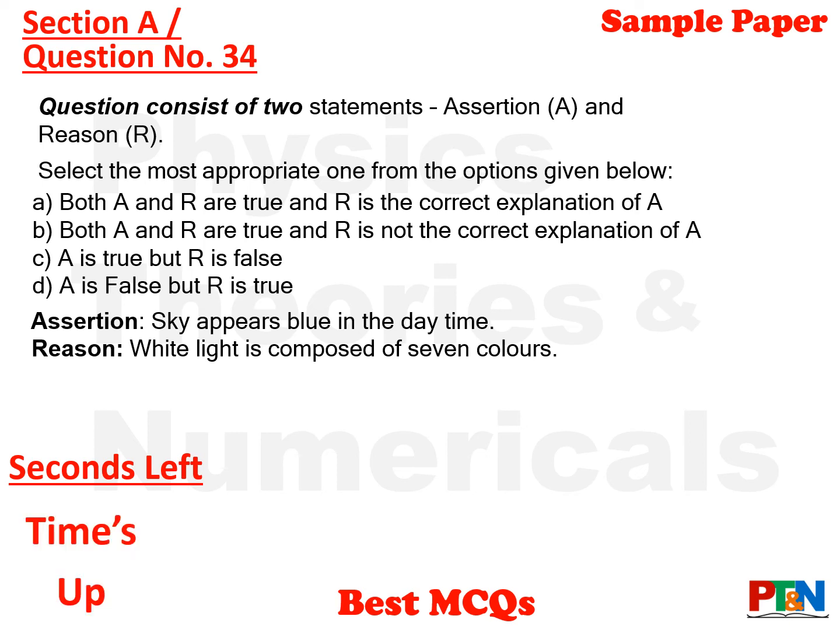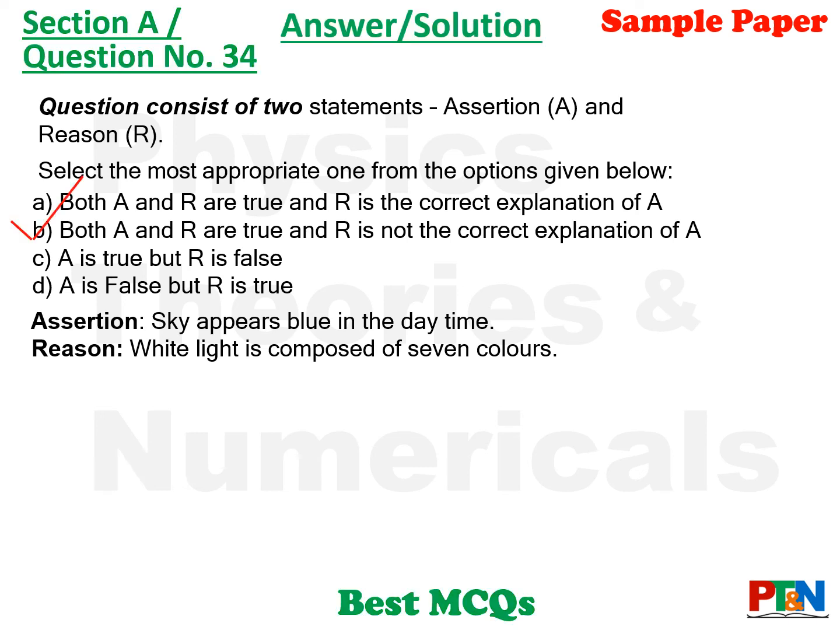Time's up. Let's see the answer. The answer is option B. That is, both the statements are true, but the reason given is not the correct explanation for the assertion. What is the statement? The sky appears blue in the daytime. That's true. Reason, the white light is composed of 7 colors. That is also true. But the reason for sky appearing blue is not this.